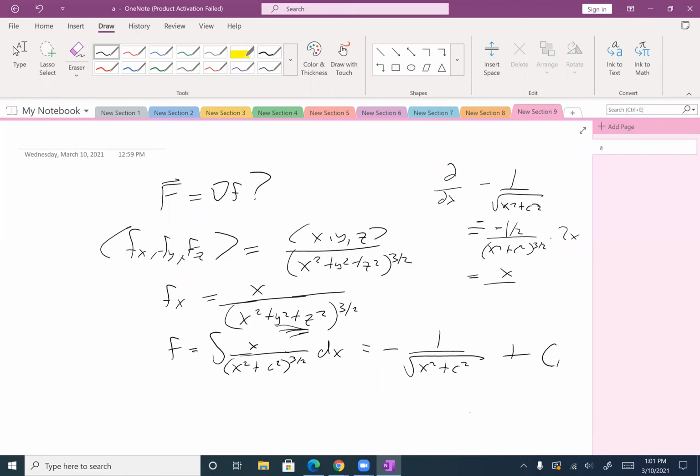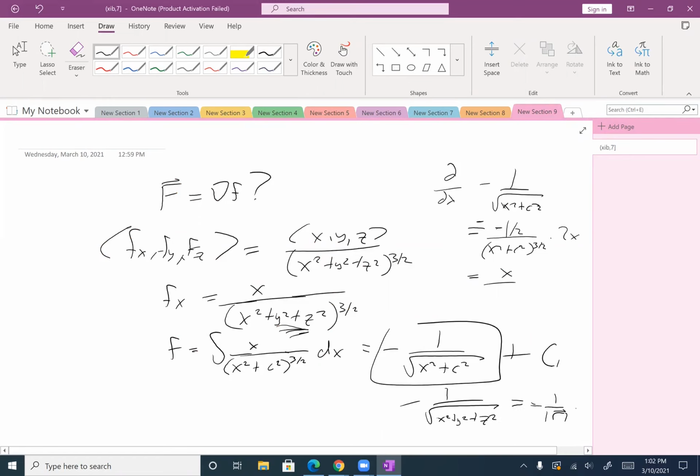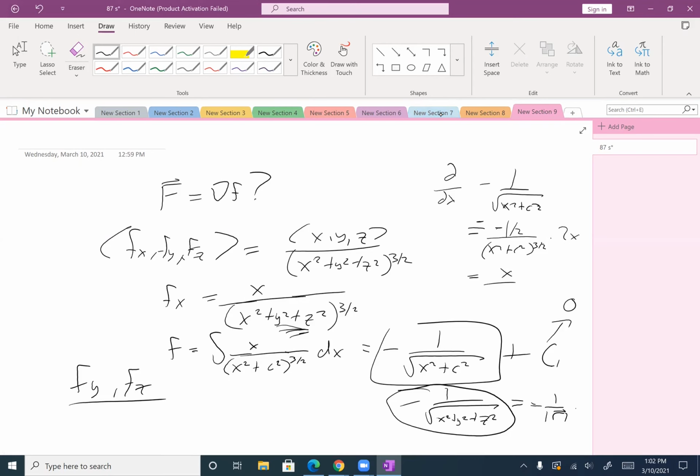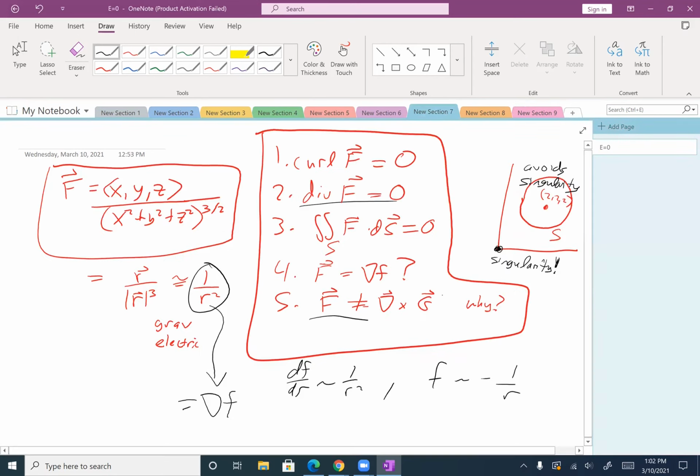So remember, this is 1 over r. And so it turns out that you can actually share the c. The c you'll eventually take to 0. You have to do the fy and the fz parts, of course, but it turns out this is all you need. And the reason I'm going over these kind of simple examples is because they're the most important. So let me just talk briefly about why this thing does not have a curl.